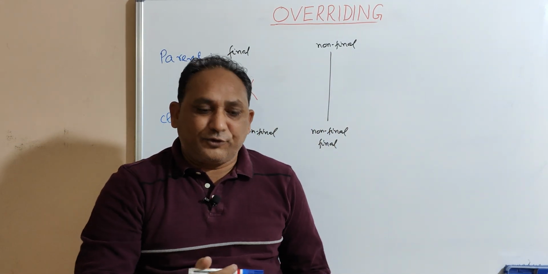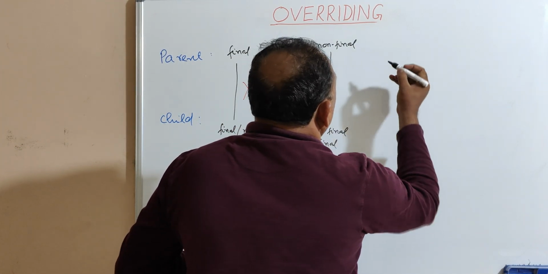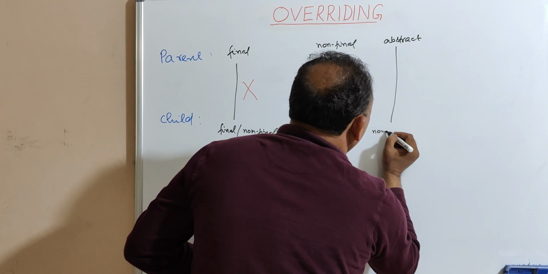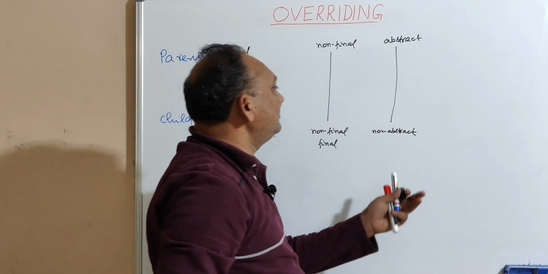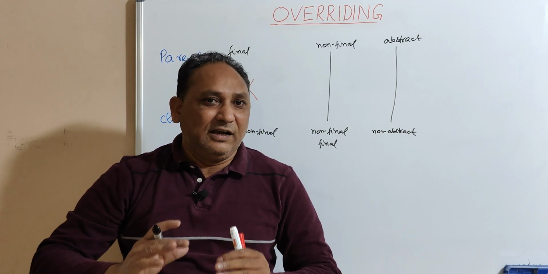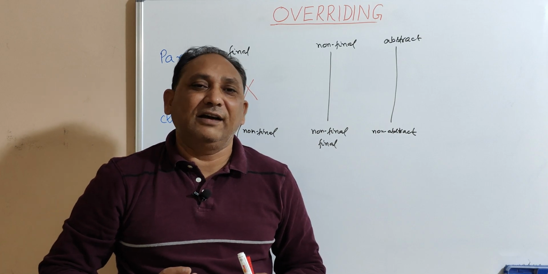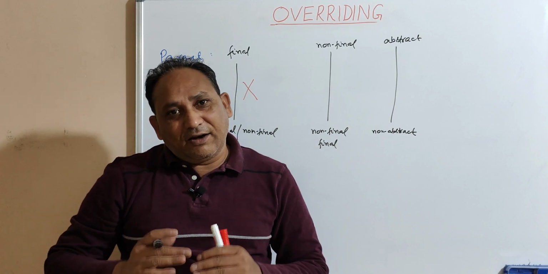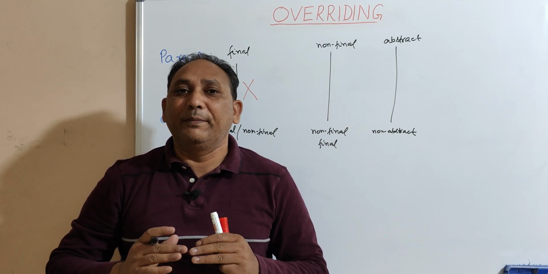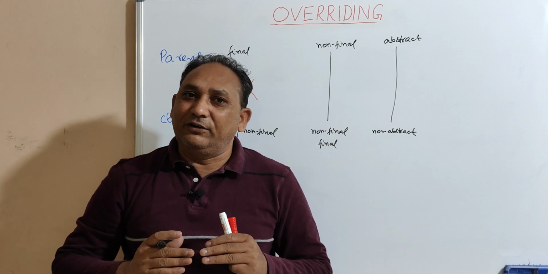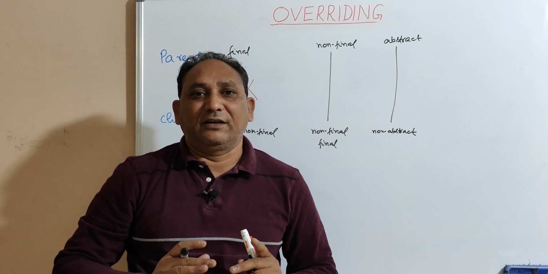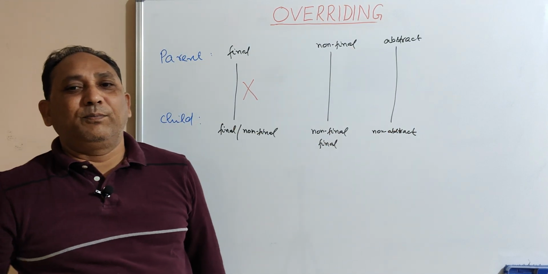Similarly, the abstract. If any method in an abstract class is abstract, whenever we extend that class, we compulsorily have to provide the implementation of that particular abstract method. Otherwise your subclass, the child class, also becomes abstract. If you are not going to provide the implementation of the abstract method in your child class, then your child class must be abstract. Otherwise you have to provide the implementation in the child class for that abstract method. So non-abstract to abstract is possible.